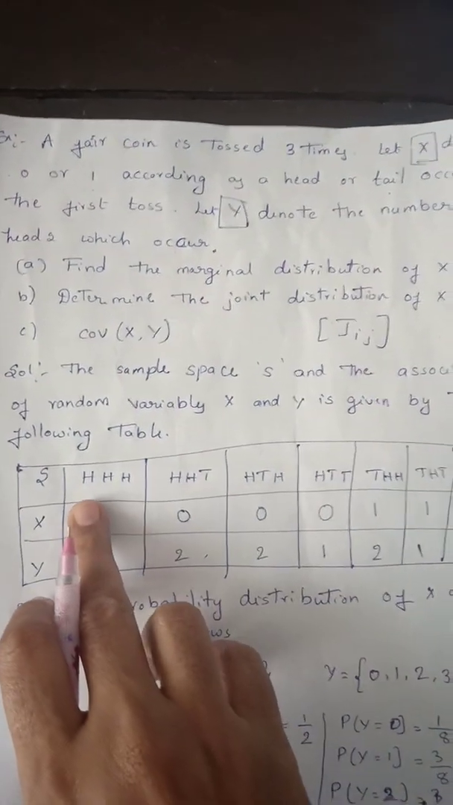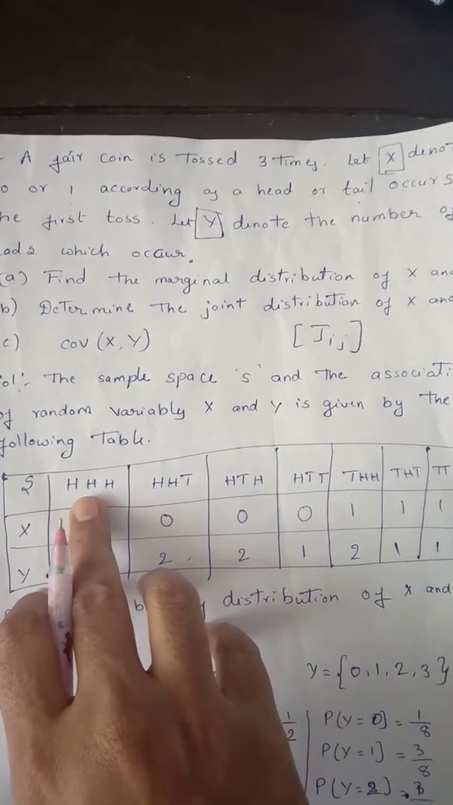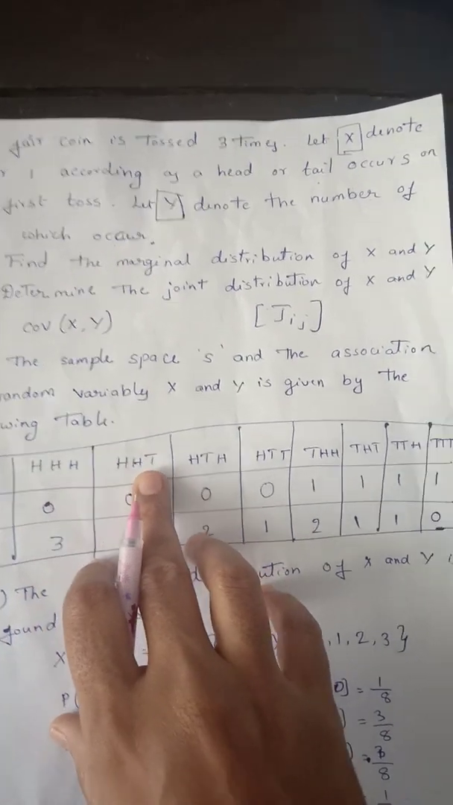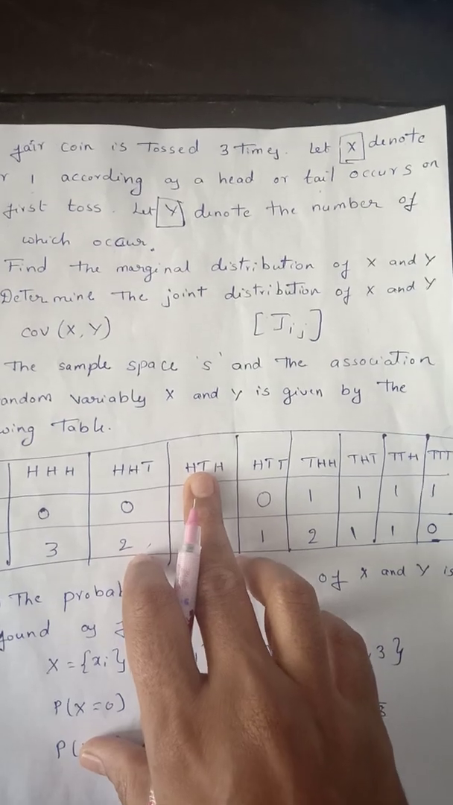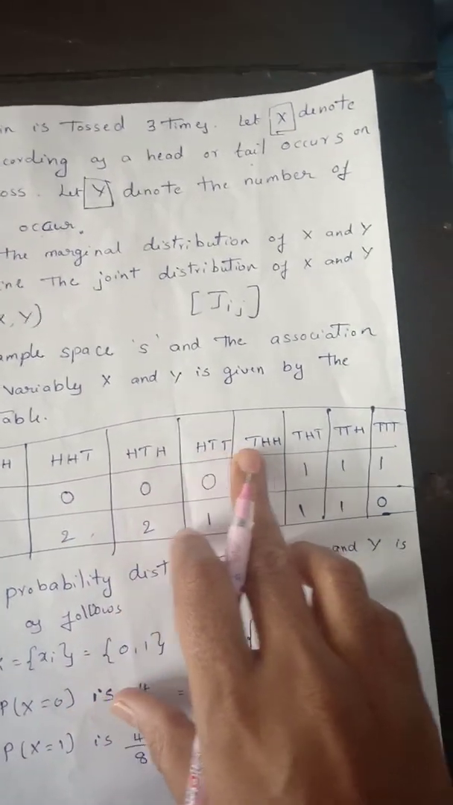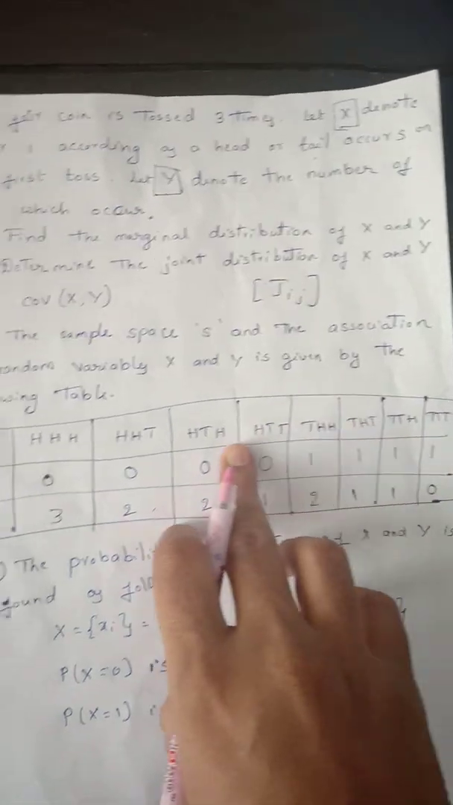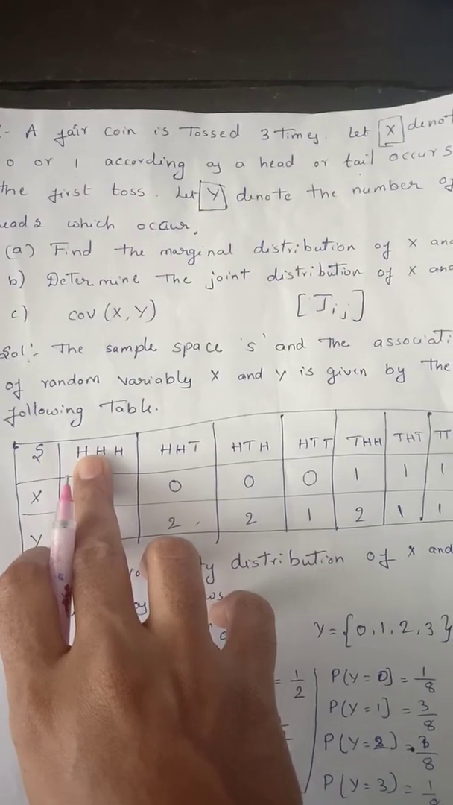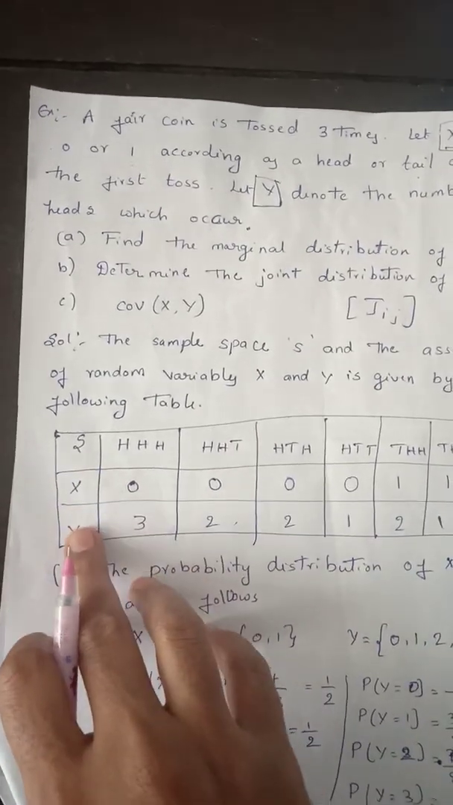So first, the possible outcome is that you may get 3 heads if you toss a fair coin 3 times, and then 2 heads and 1 tail. These are the possible outcomes. 1 head and another tail, head, or head, tail, tail, tail, head, head. So similarly, these are all the possibilities when a fair coin is tossed 3 times. Now I am writing the random variables x and y.